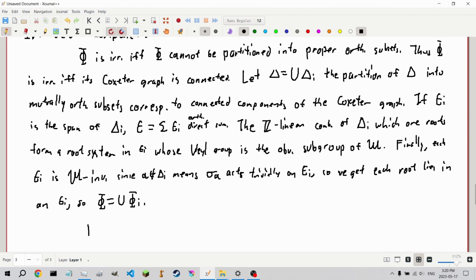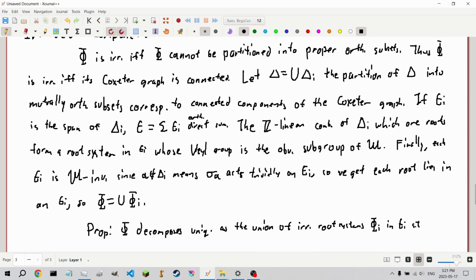It comes with an obvious proposition. See that phi decomposes uniquely as the union of irreducible root systems phi i in E i, such that E is the orthogonal direct sum of the E i, as we have seen above.